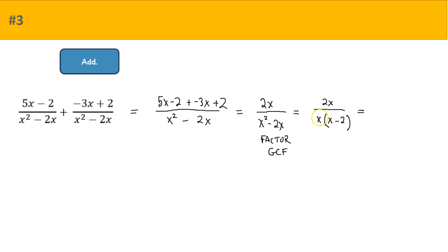Now we can simplify. There's an x in the numerator and an x in the denominator that can be canceled out, which will leave me with a 2 in the numerator and x minus 2 in the denominator.